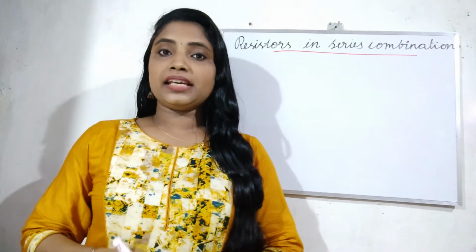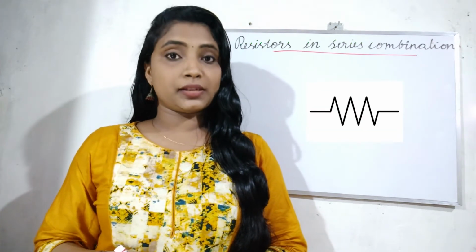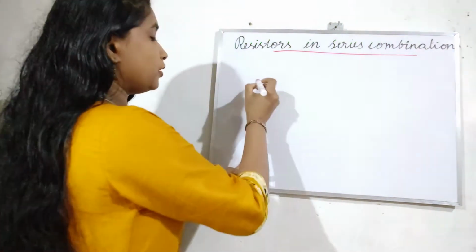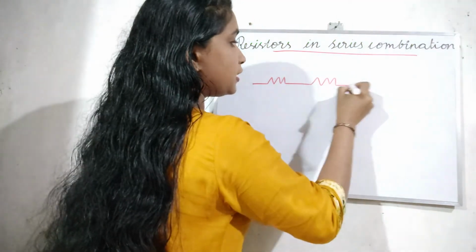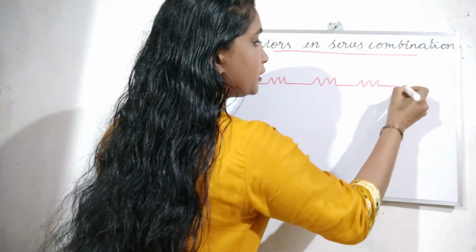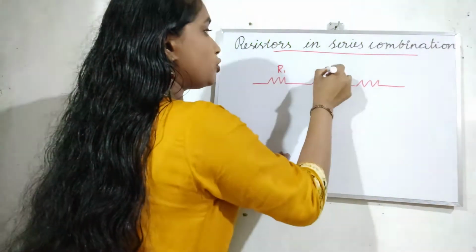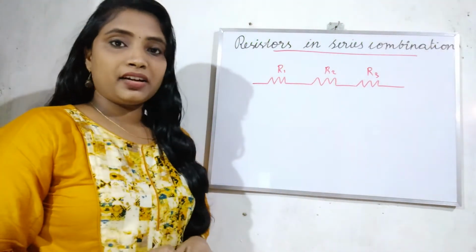Resistors in series combination can be related to people holding their hands to form a chain. Now we are familiar with the symbol of resistors. Now we can draw three resistors which are connected in series. The first resistor is holding its hand with another resistor, which is holding its hand with another resistor. Now these three resistors R1, R2 and R3 are said to be in series combination.